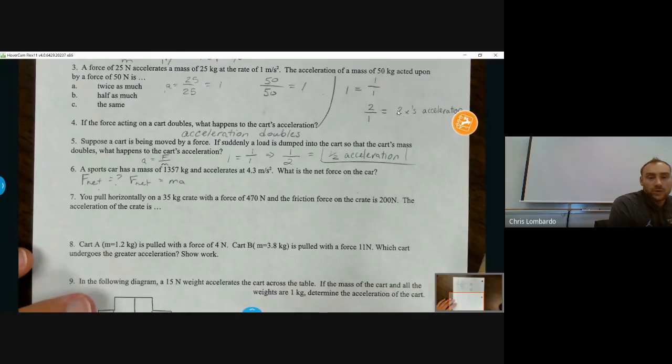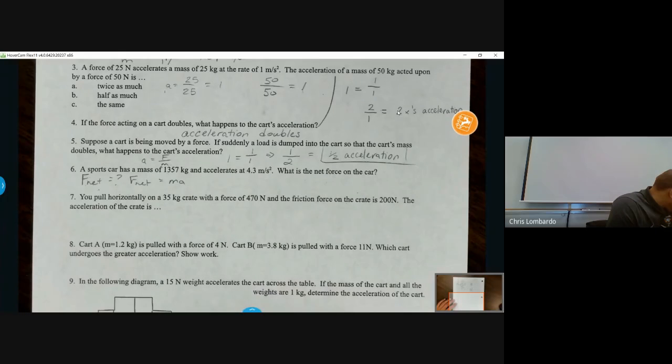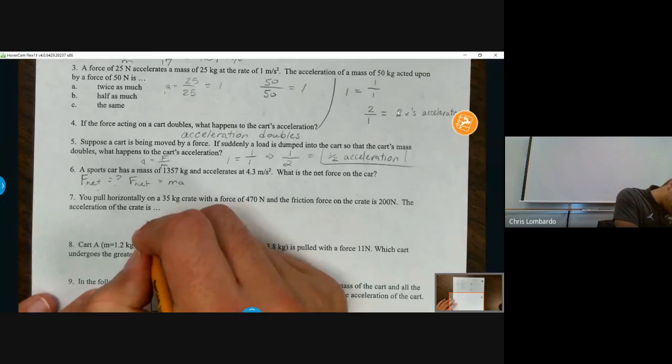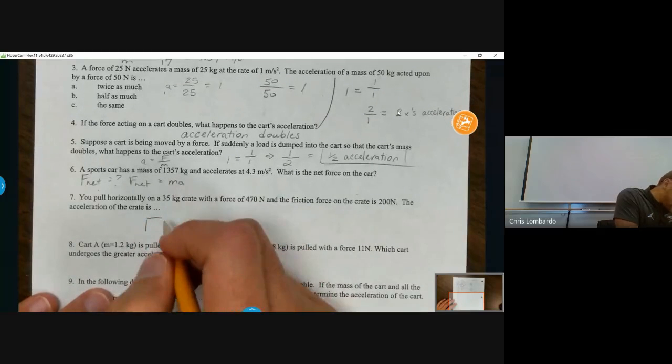Number 7, you pull horizontally on a 35 kilogram crate with a force of 470 newtons, and then there is a friction force on the crate. And that friction force on the crate is 200 newtons. What is the acceleration of the crate? So for this one, you guys are going to need to draw out a free body diagram. So you're going to have a box.